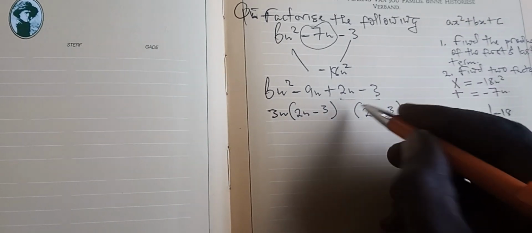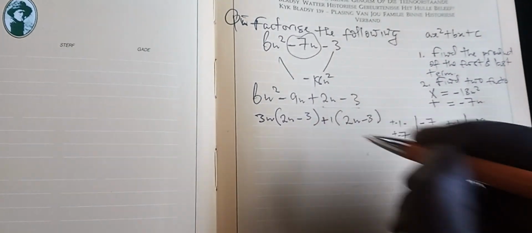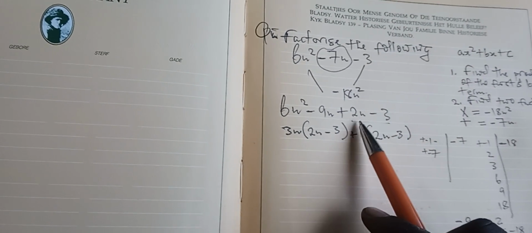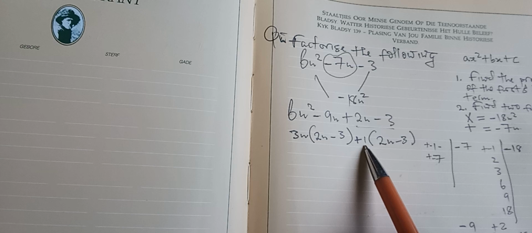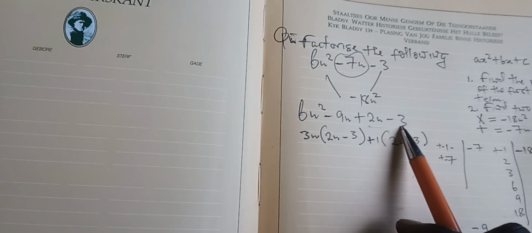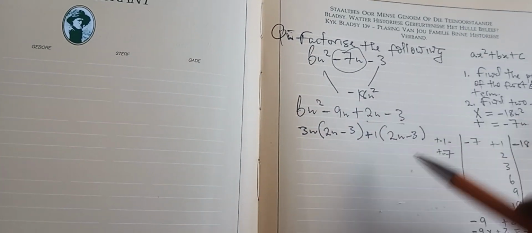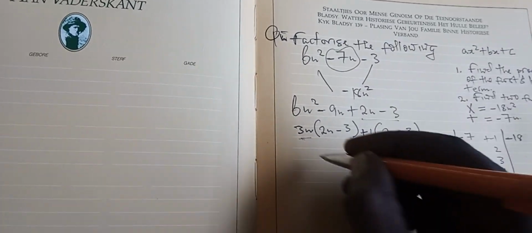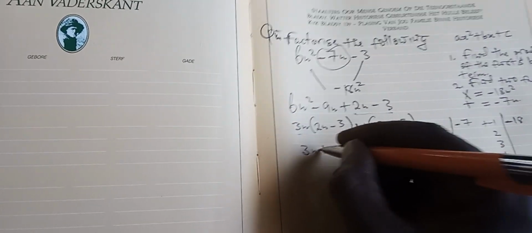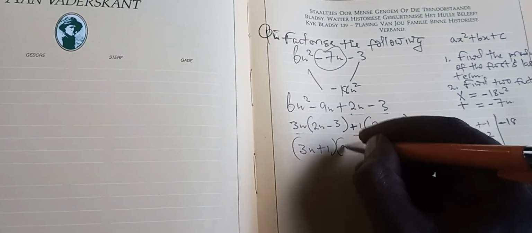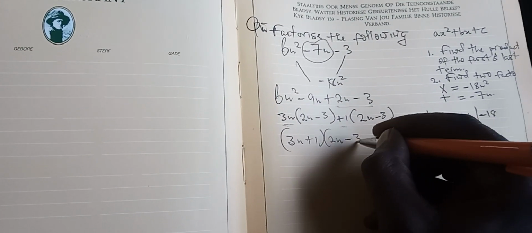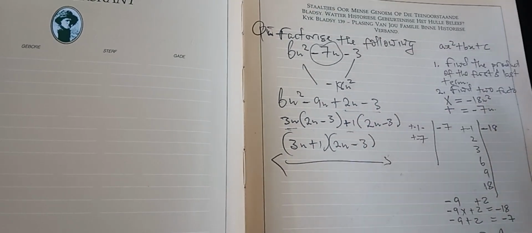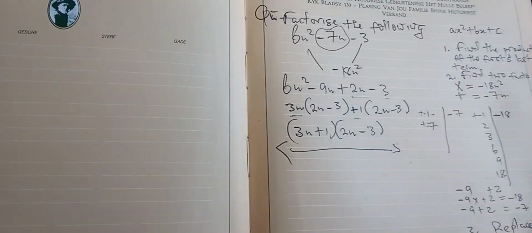So on these two terms, we are going to factor out a positive 1, such that when we say a positive 1 multiplied by 2n, we get a 2n. Positive 1 multiplied by a negative 3, we get a negative 3. And then after that, we combine these terms outside the bracket and take one of the brackets, which is 3n plus 1, 2n minus 3. So this is going to be our solution after factorizing the above quadratic expression.